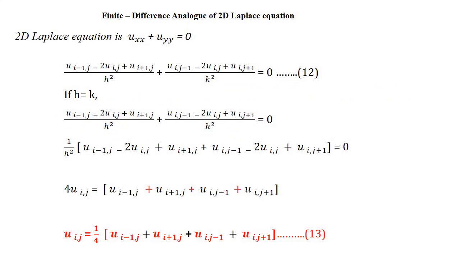As a simple example, let us set up the finite difference analog of the two-dimensional Laplace equation, and also discuss the method for finding its solution. Remember that the two-dimensional Laplace equation is u_xx plus u_yy equals 0. And we replace u_xx and u_yy with their finite difference analogs. Simplifying, we get the value of u at any point as the mean of its values at the 4 neighboring points. The last equation represents this. This equation is known as the standard 5-point formula.